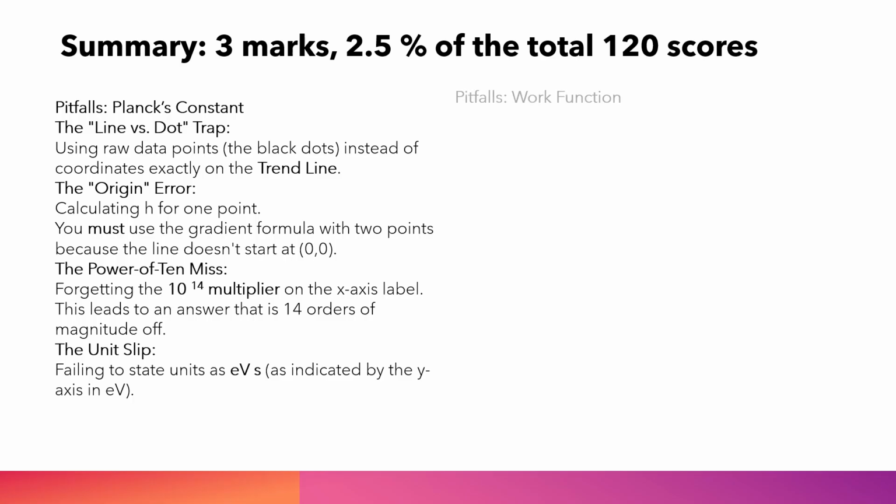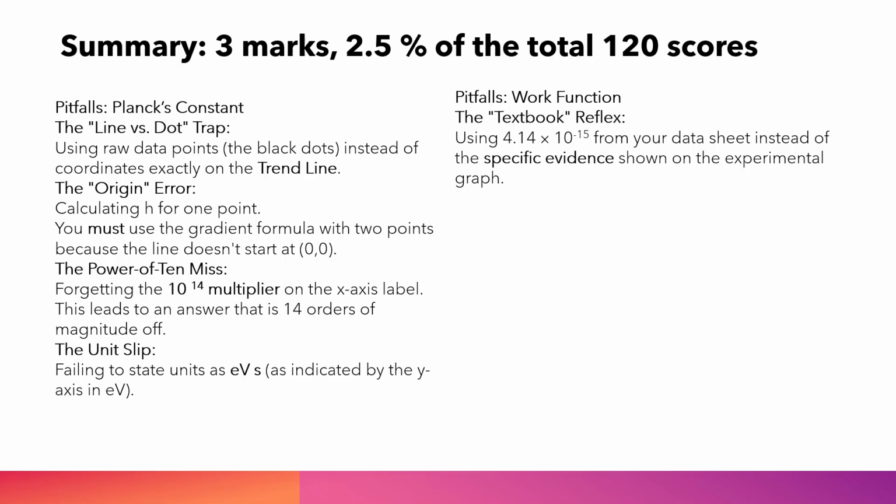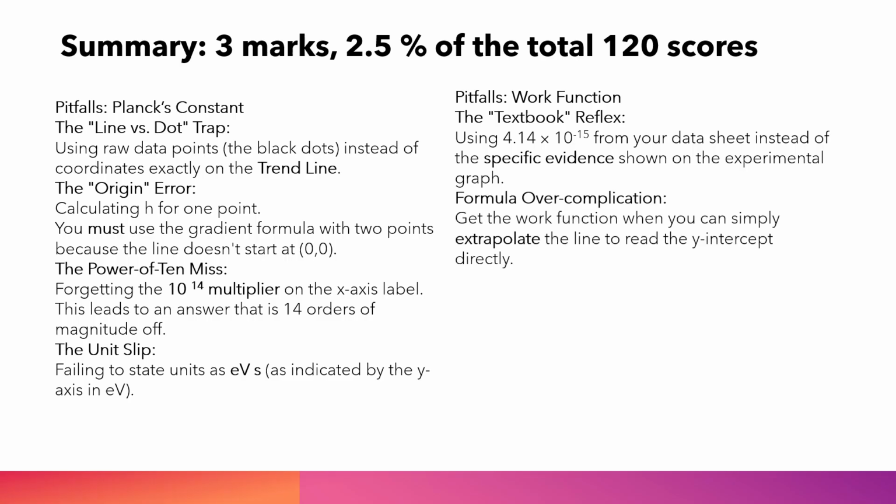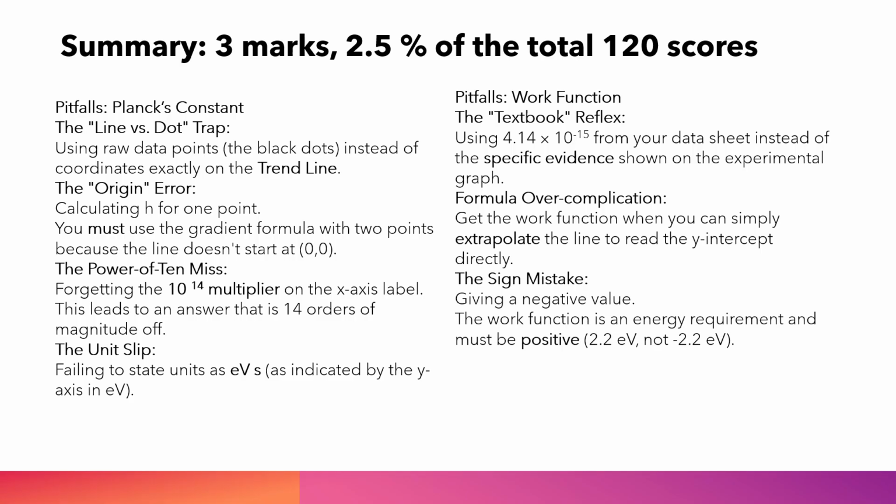Pitfalls, work function. The textbook reflex. Using 4.14 times 10 to the power of negative 15 from your data sheet instead of the specific evidence shown on the experimental graph. Formula over complication. Get the work function when you can simply extrapolate the line to read the y-intercept directly. The sign mistake. Giving a negative value. The work function is an energy requirement and must be positive, 2.2 electron volts, not negative 2.2 electron volts.